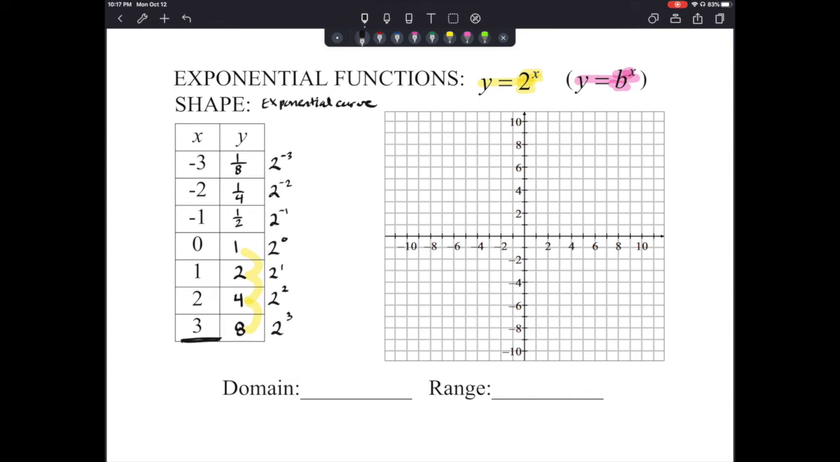Let's go ahead and plot those on here. So at negative 3, I'm at positive 1/8, negative 2, I'm at positive 1/4. And those ones are really hard to graph and see, so you can do your best to plot them on there. At negative 1, I'm at 1/2. And now it starts to get easier. We're at 0, 1, 1, 2, 2, 4, and 3, 8. And this is just our exponential curve that goes like this.